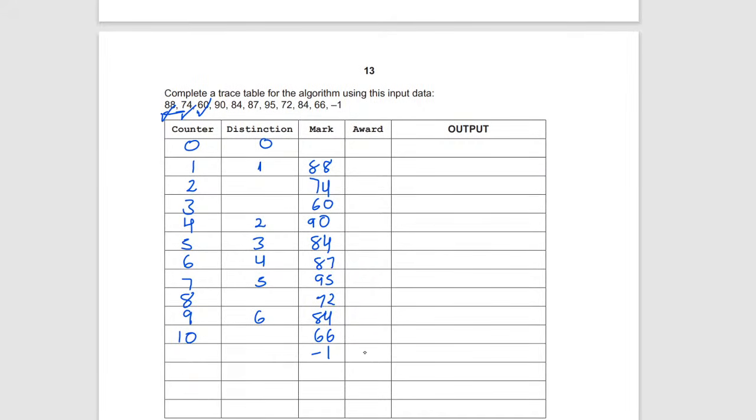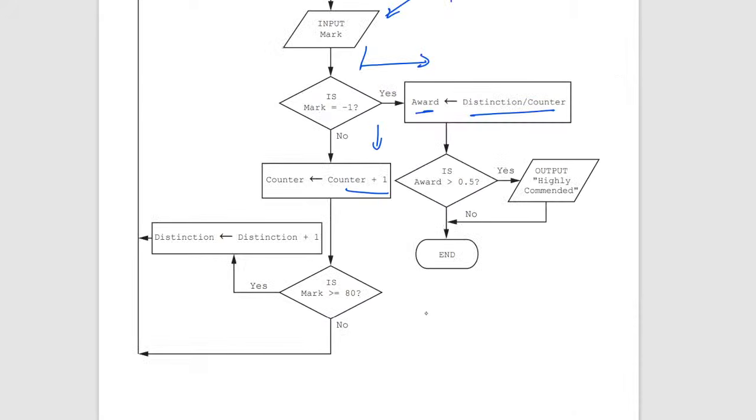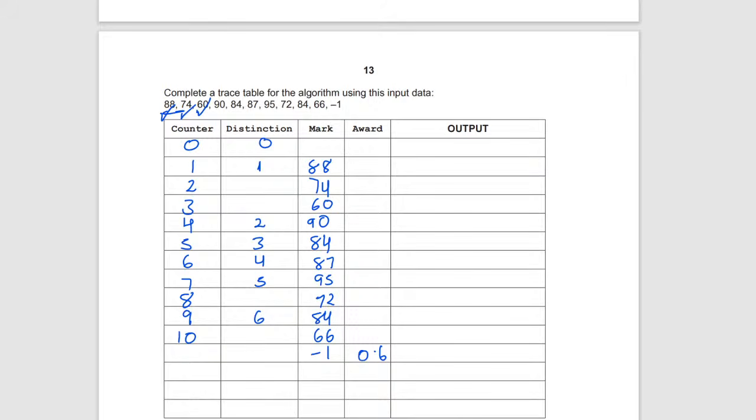So we are supposed to do distinction, which is 6 divided by 10, which is 0.6. Okay, and then it says that if it's greater than 0.5, then I have to write highly commended. So we'll write highly commended. Now this one you don't have to include your speech marks, so highly commended. Okay, so that's the first question done.